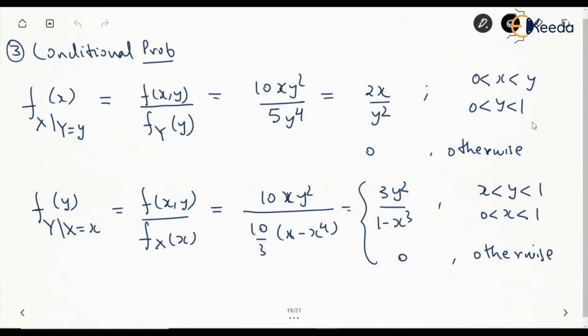Conditional probability of x given y is equal to something. What is this? 2x by y square. And what is the limit? X has a limit 0 to y and y has the limit 0 to 1. Of course, we will still stick to this condition, right? We'll have to stick to the same condition. So this is 2x by y square.